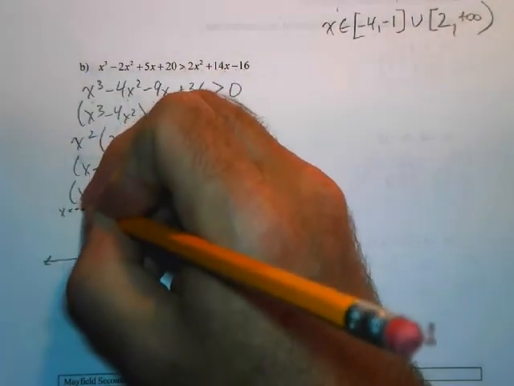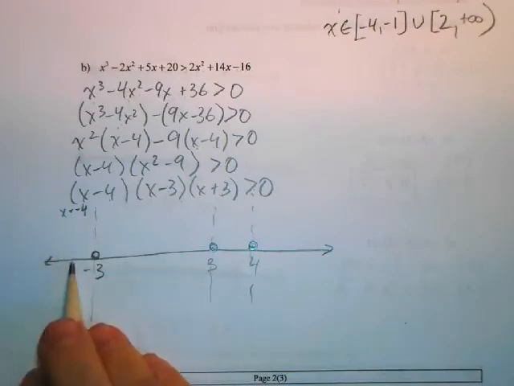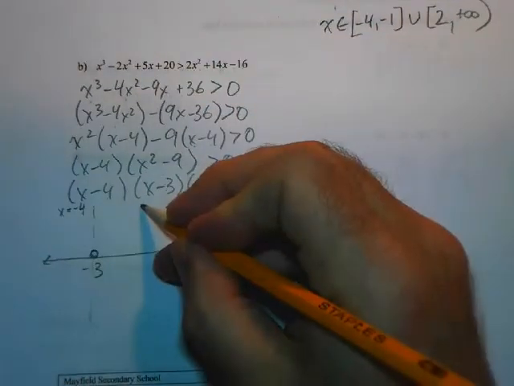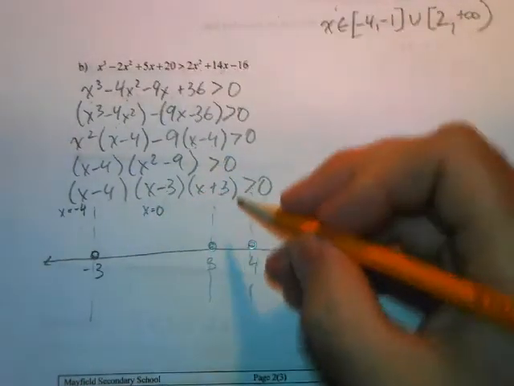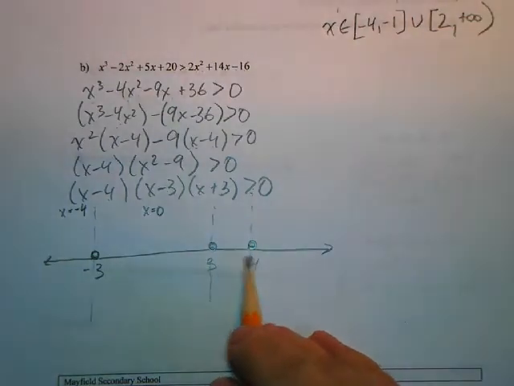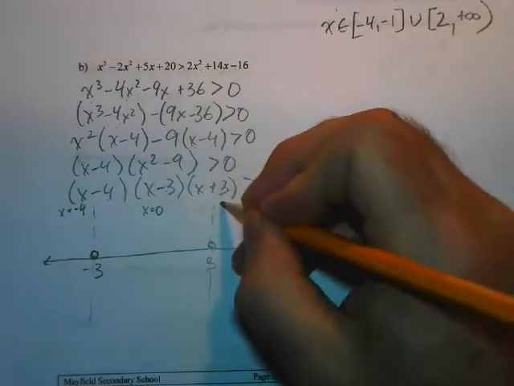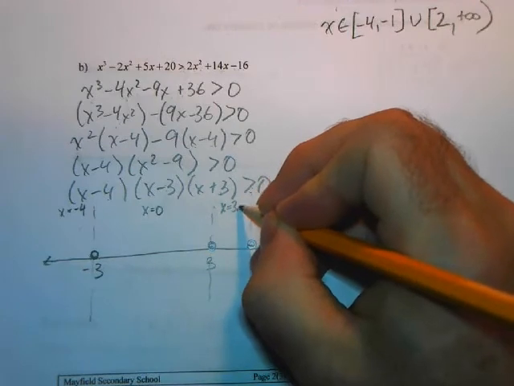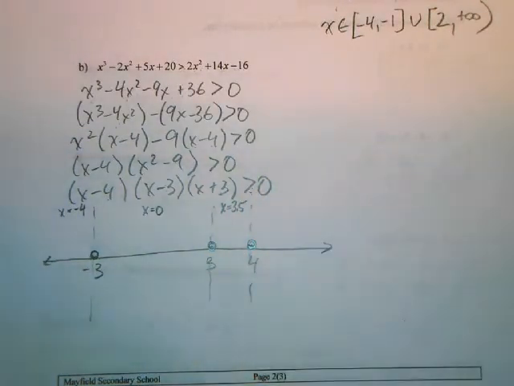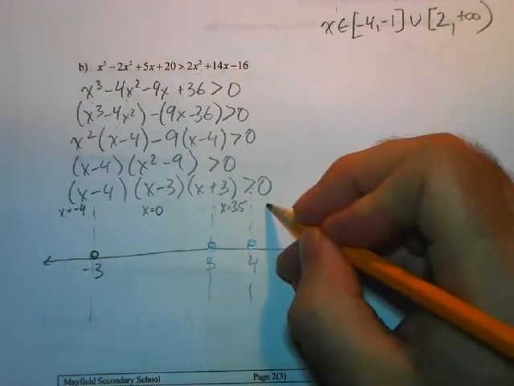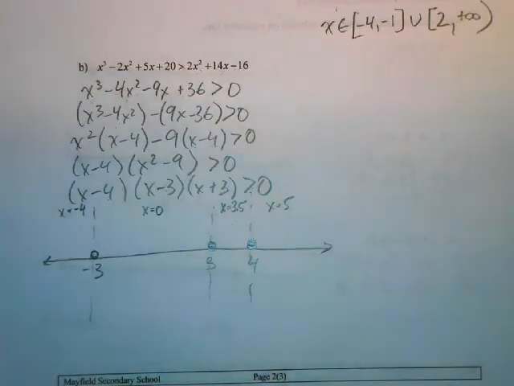You can kind of see the pattern now. X equals -4 is my test for there. X equals 0 is my test value here. This one's a little more restrictive, between 3 and 4, so this time we have to pick a decimal, so 3.5. It's not going to be as hard as it looks though. And then x equals 5 for this final interval.